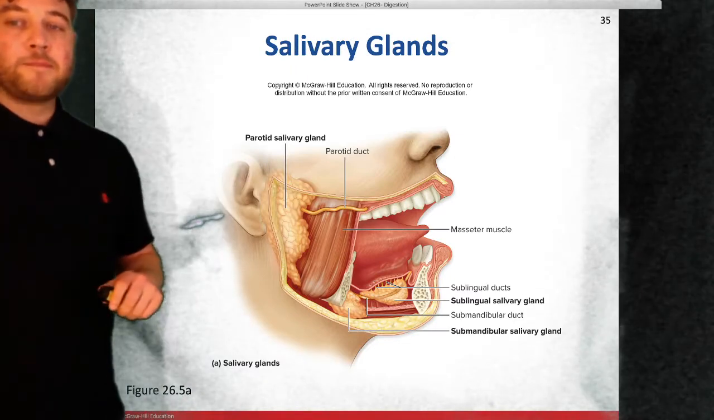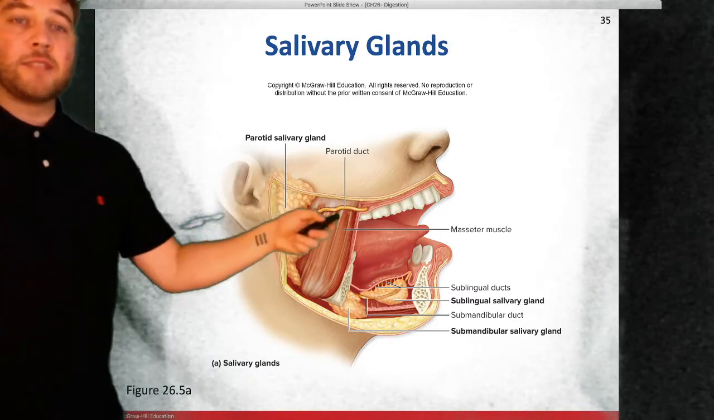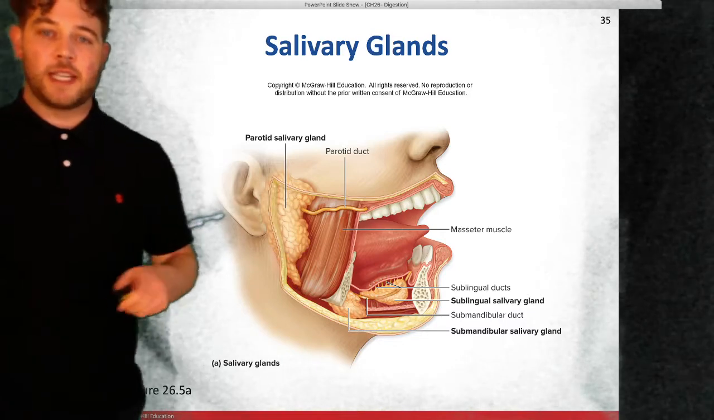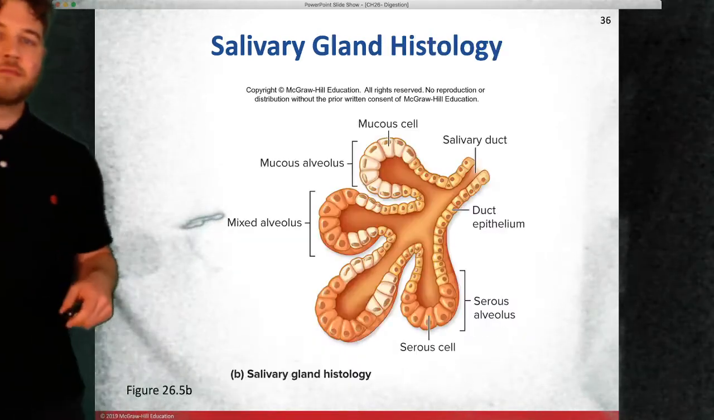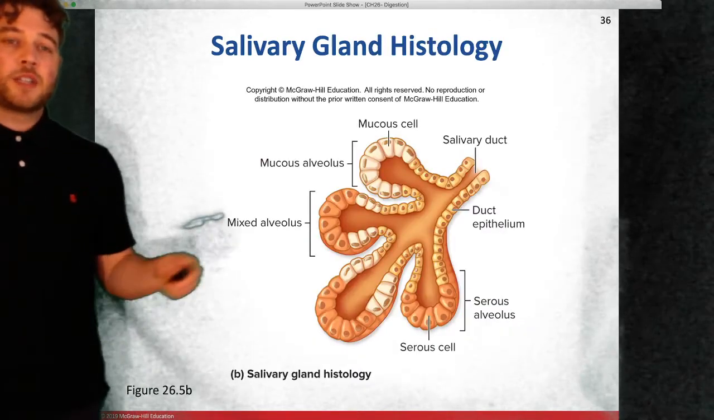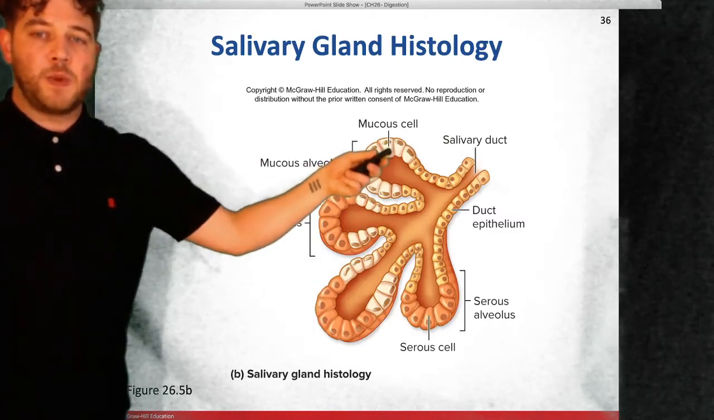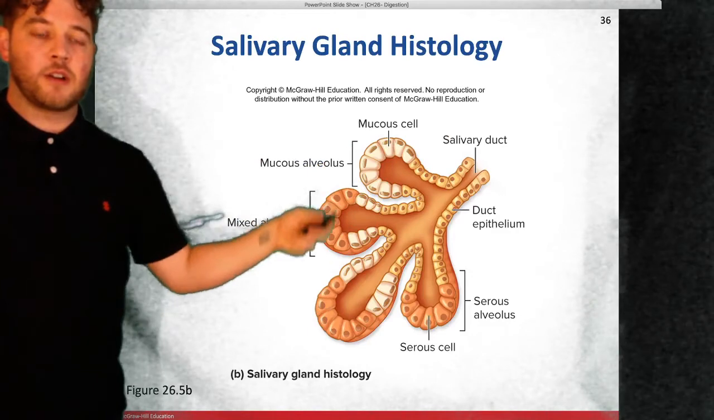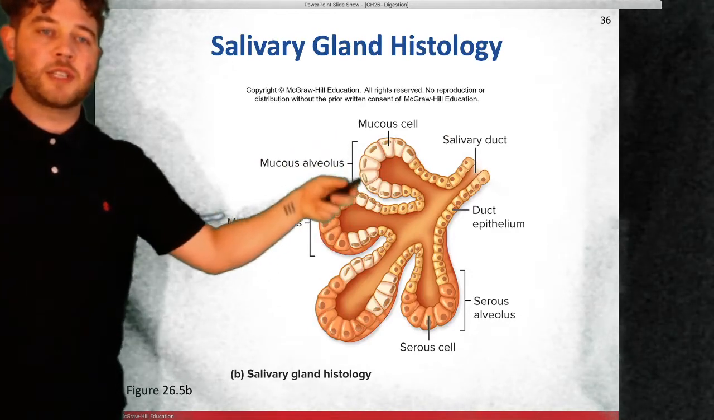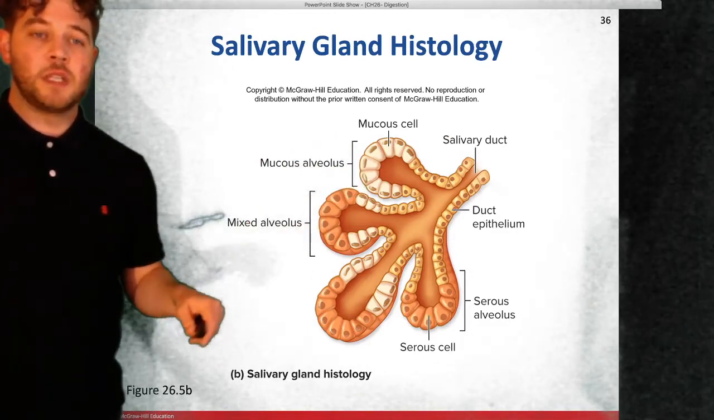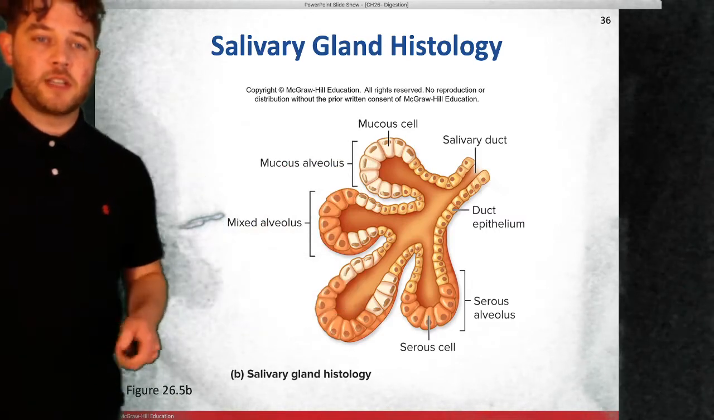There's those broken down. You can see that these have ducts. That makes them an exocrine gland, not an endocrine. Here is just a representation of that. So you have these mucus cells. Notice how these are also called alveolus, so just like a bulging of cells, right? And then there's a mix of serous cells too.